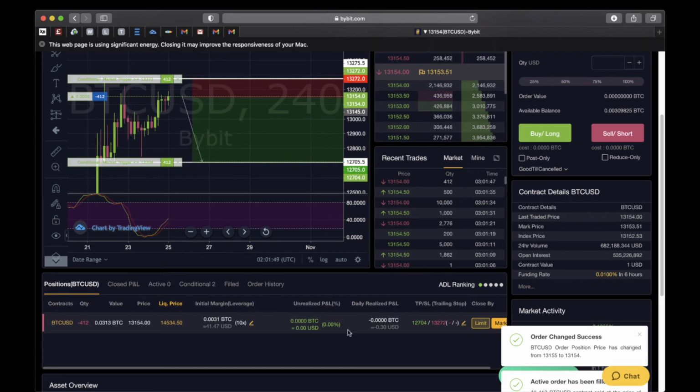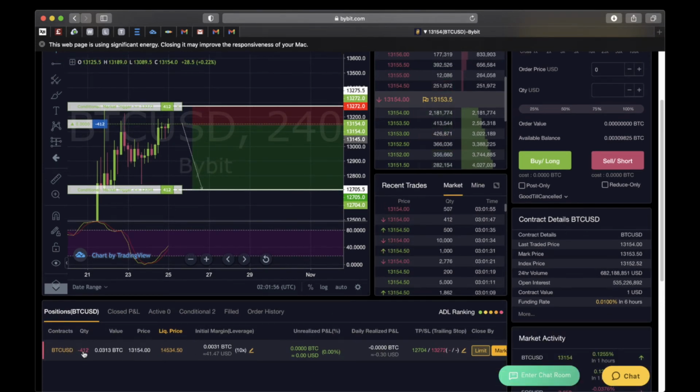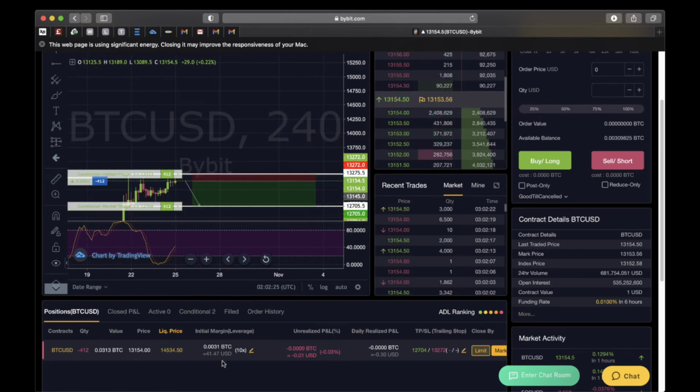So now the order has filled. So right now we've entered the trade. This is the amount that the trade is worth, which is $412. This is the value in BTC. This is where it's entered the trade. This is my liquidation price. So my liquidation price is 14,534. So this is the leverage. I'm using times 10 leverage, right?